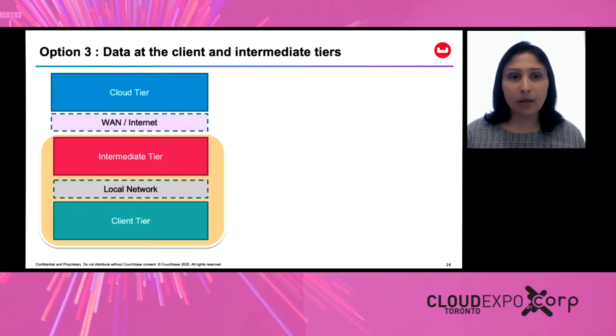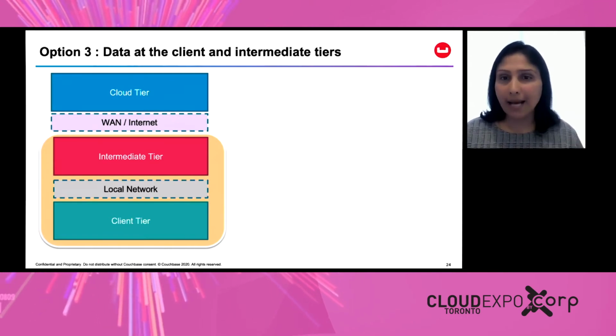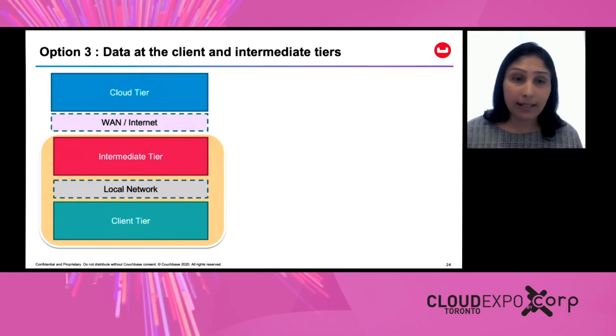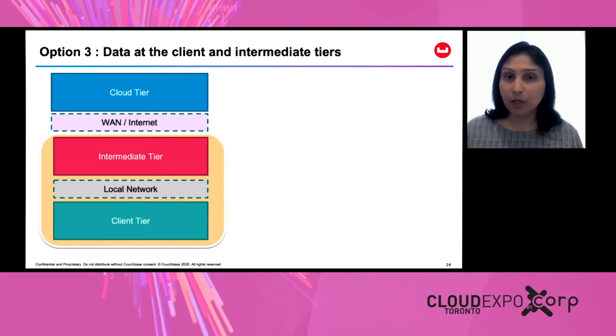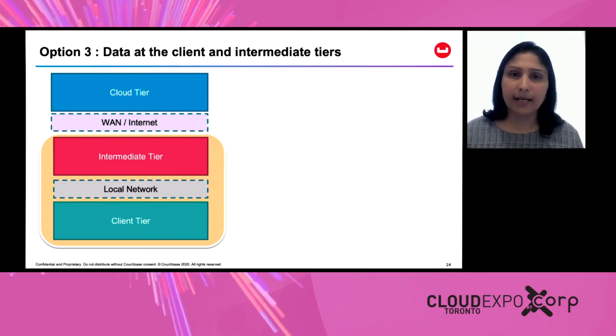Finally, let's look at the hybrid model. Over here, the data processing happens at the client tier, or it happens at the intermediate tier. Now, in this case, the clients could actually be switching between the intermediate tier or a cloud tier. So for instance, consider the case of a cruise ship.